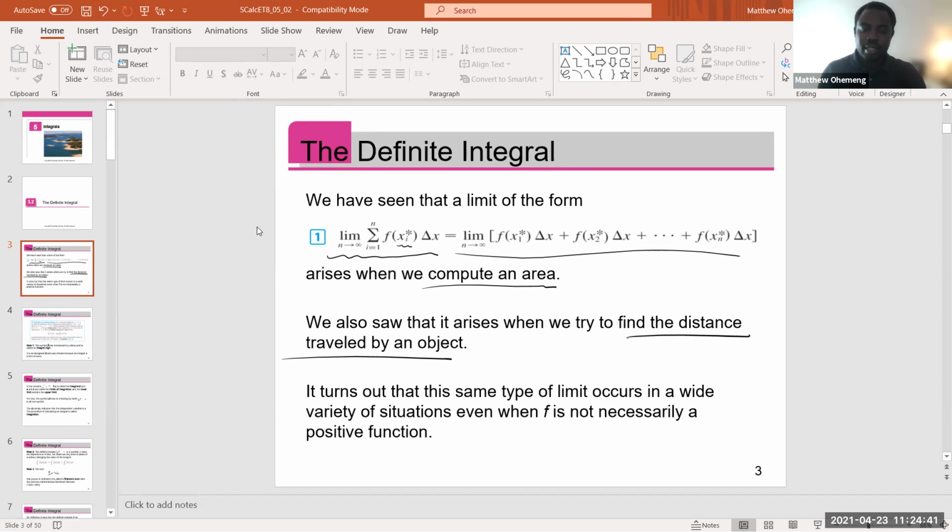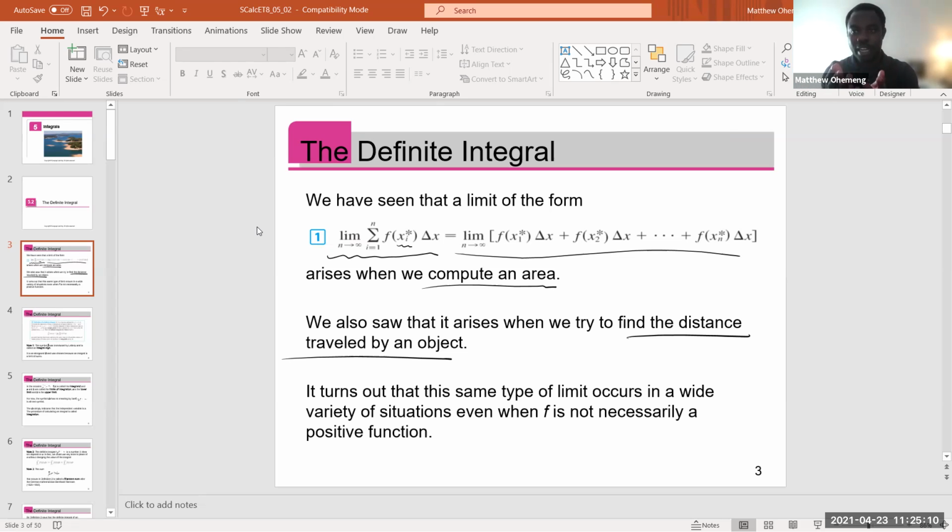Now, this one says, it turns out that this same type of limit occurs in a wide variety of situations, even when f is not necessarily a positive function. So it's similar to what we did for derivatives. You see, when we said, oh, the slope of the tangent is the limit of what? Secant slopes. And then the instantaneous velocity is a limit of average velocities. Do you remember? And we said that that same limit occurs in several fields. It's an instantaneous rate of change.